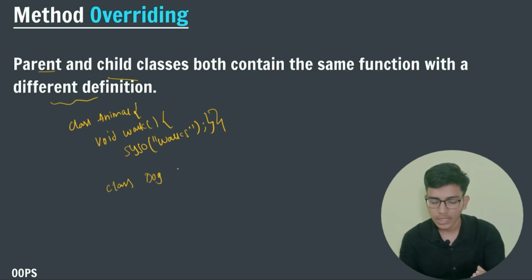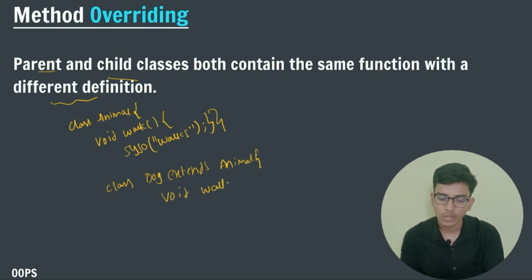So dog is a part of animal, so I am going to inherit the class of my parent class. So I am going to write extends animal class. In this I am writing the same function, that is void walk. So you can see that the function name is same on both sides. In the child class and in the parent class the function is same, but I am going to change the definition now. That is, my definition will change.